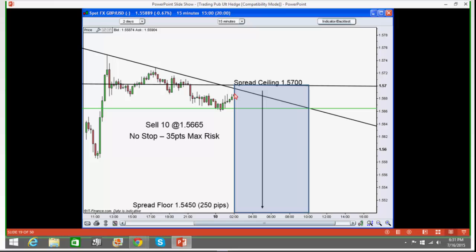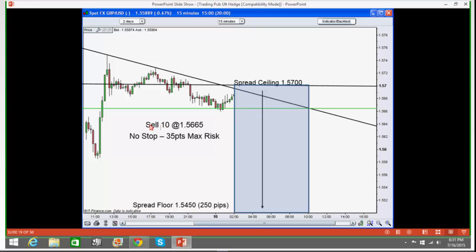Okay? And let's say that market was right here. Let's say I was able to sell this spread at 56.65, right here at this green line. But I didn't get in right at the ceiling. I got in right here because that's where the market was. That's where it was priced at.